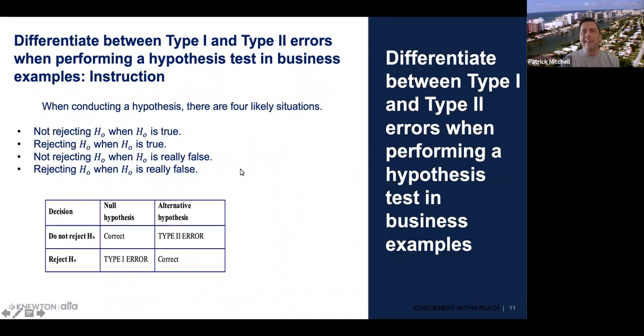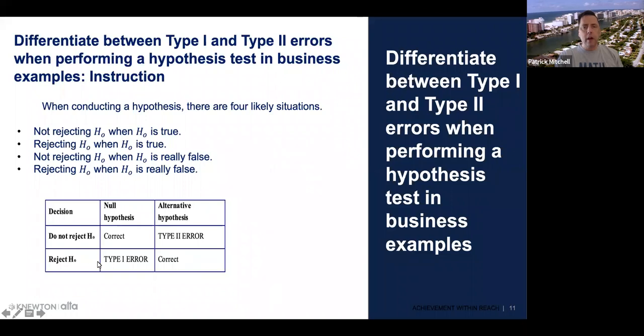But if you're doing statistics in real life, what you really have to consider is which type of error would be worse, and you can adjust your testing procedures accordingly. Next possible situation is that we don't reject the null hypothesis when the null hypothesis is false. That would also be a mistake, right? And finally, rejecting the null hypothesis when it is actually false, that would be a good thing. That would be correct.